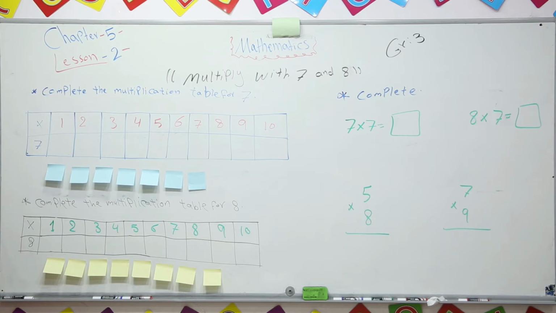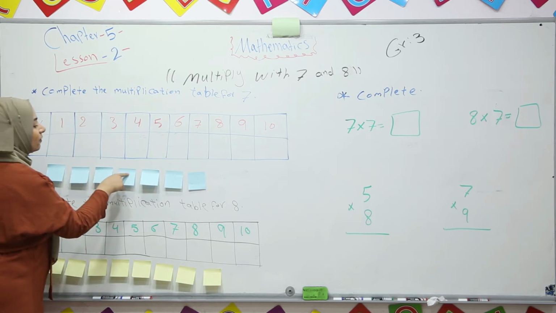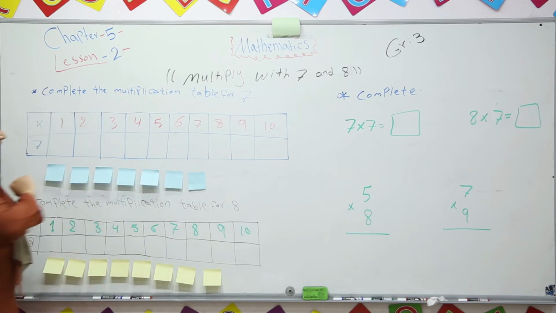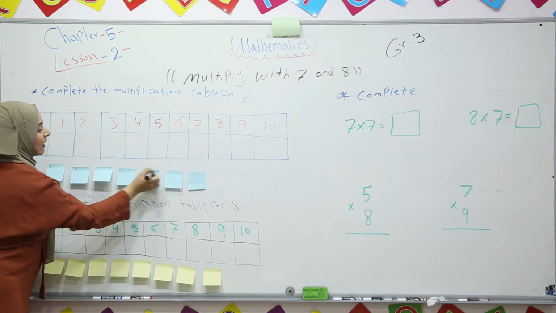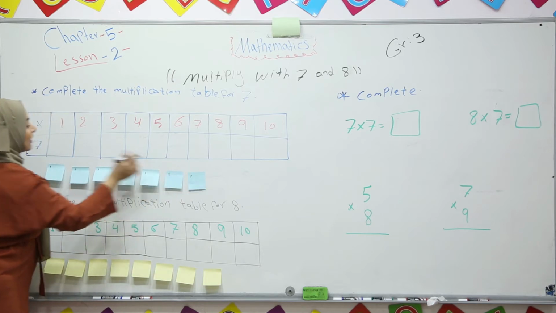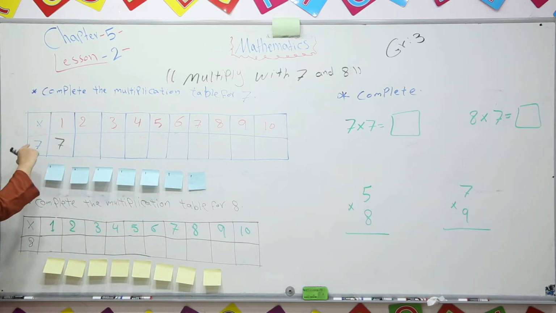What does 7 times by 1 mean? We know it means we have 7 groups of one object. How many groups do we have? 1, 2, 3, 4, 5, 6, 7. We have 7 groups of one object. Each group contains one object. Okay, 1, 2, 3, 4, 5, 6, 7. So the answer is 7.